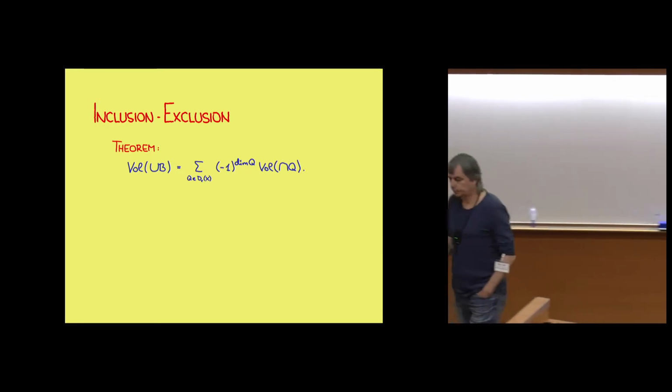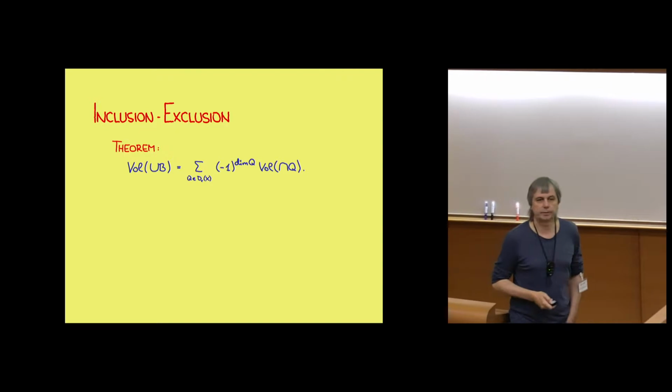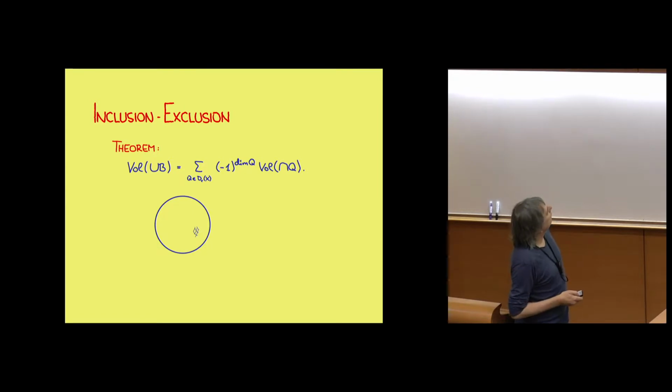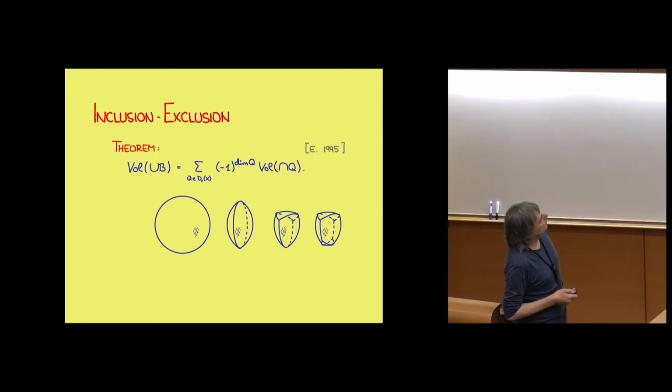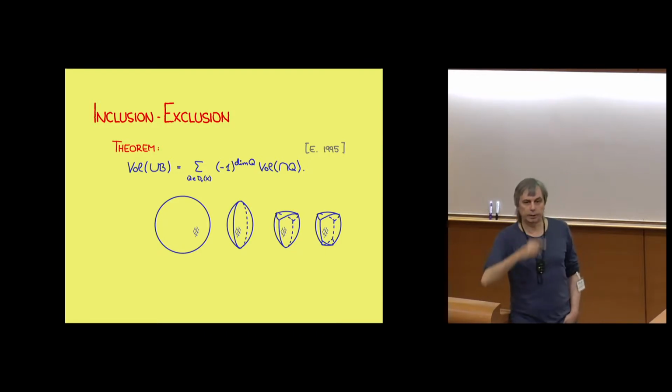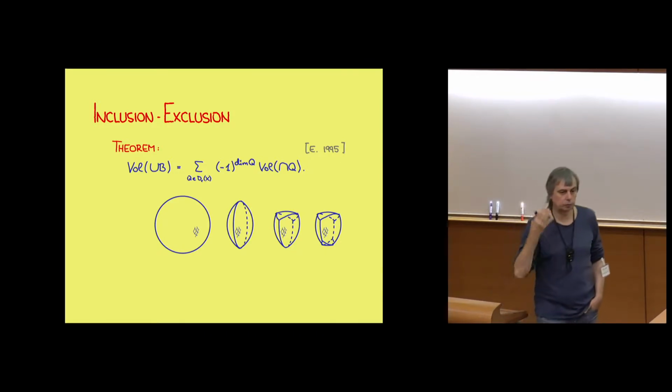We're in 3 dimensions. So I have simplices of dimension 0, 1, 2, and 3. For 0, I get a ball. For 1, I get the intersection of 2 balls. For 2, I get the intersection of 3. And for 3, I get the intersection of 4. So if I'm able to compute the volumes of these things, then alternating in the sum, I get the volume of the whole union.